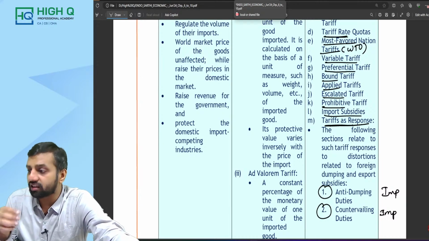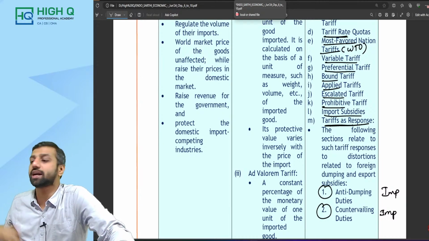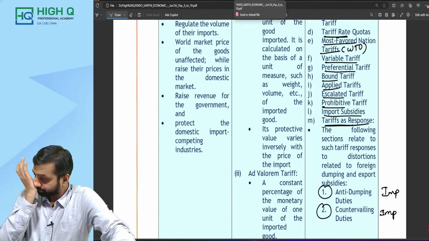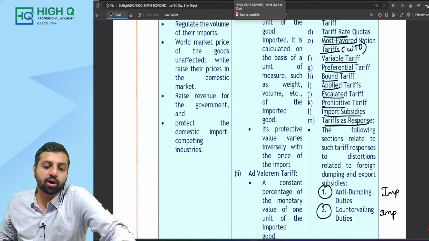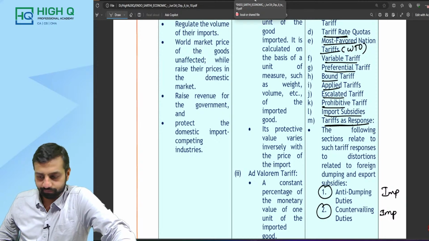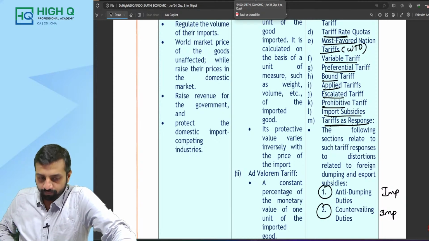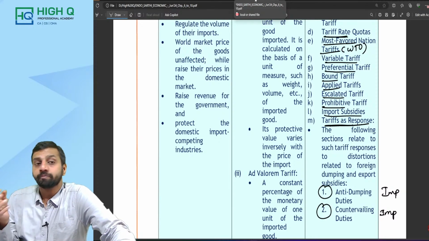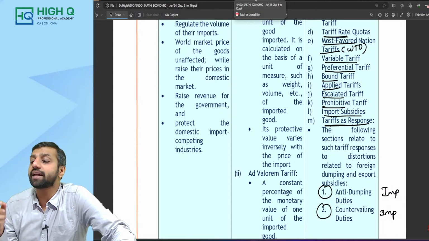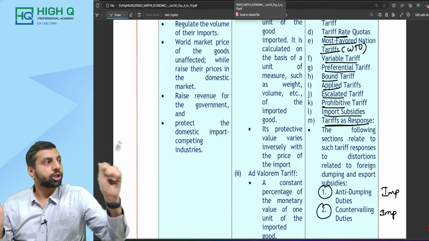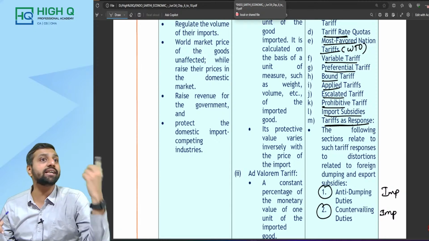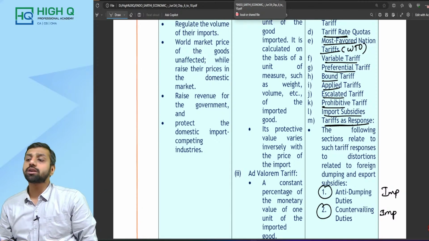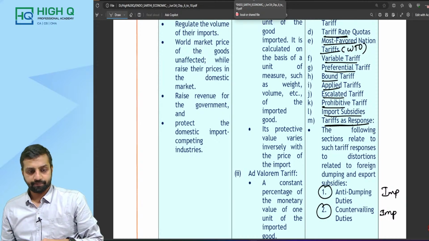So to counter, why do they dump their products? So that they can capture the foreign markets. And if they capture the foreign markets, then it will harm our domestic industry. So to avoid this, the government can charge anti-dumping. You dumped your product, I anti-dumped it by charging a tariff. So it is a wrong thing done by a producer.